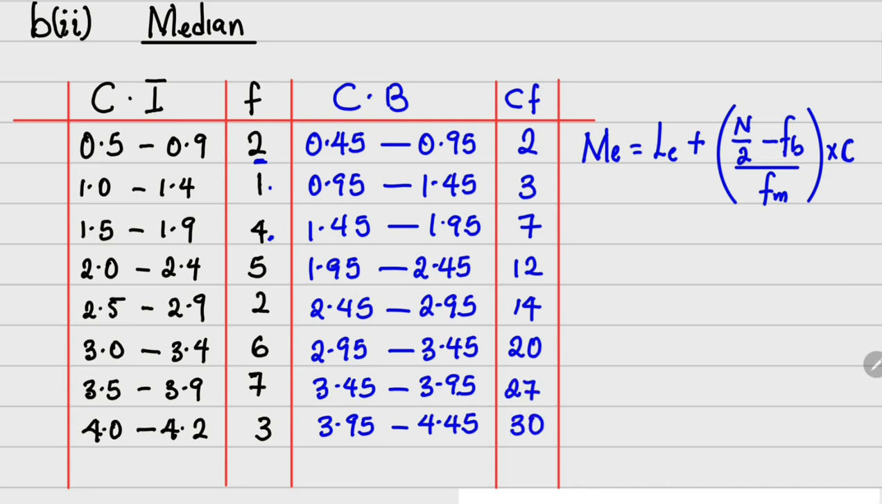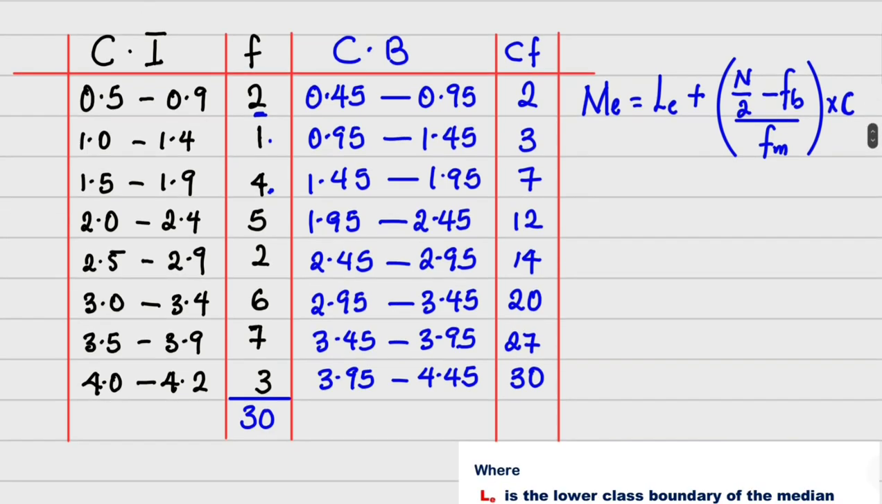Now, the beautiful thing about this is the last value in the cumulative frequency column must be equal to the total frequency. And of course, we know the total frequency is 30. If they are not the same, then it means that you're wrong somewhere. Then you go back to see how you can correct it. So let's now calculate it.